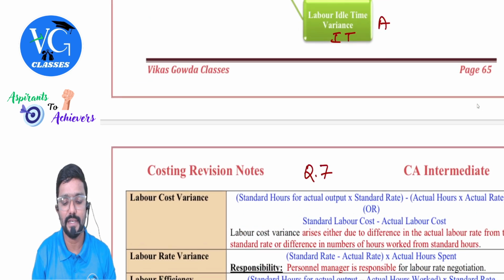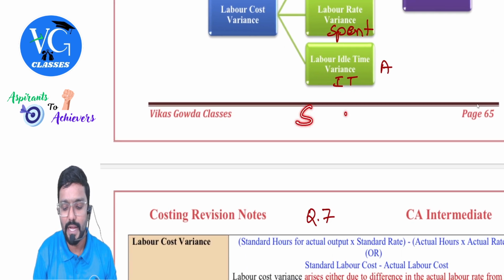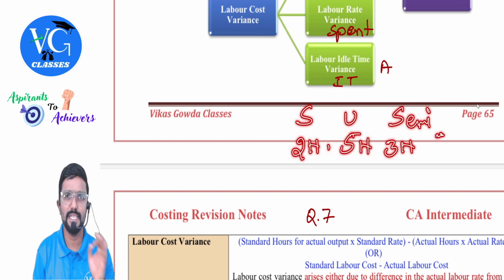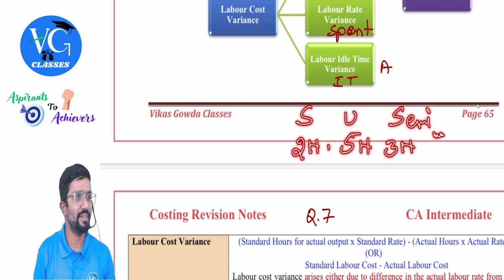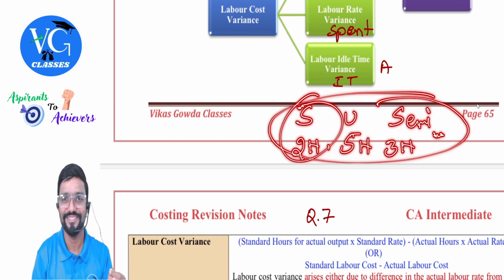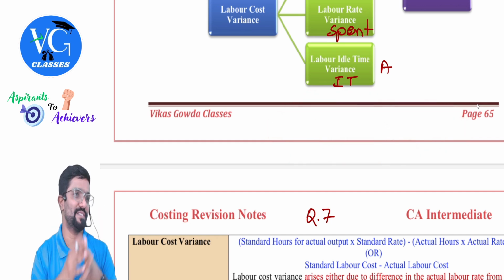Simple, guys. Let's listen. There are skilled, unskilled, and semi-skilled workers. To produce each and every unit, I was supposed to use 2 hours of skilled workers, 5 hours of unskilled workers, and 3 hours of semi-skilled workers. This is what was the standard proportion. But now I have mismatched this. I have used more of skilled. That means payment will be more, no? So that means I have missed out that mix.